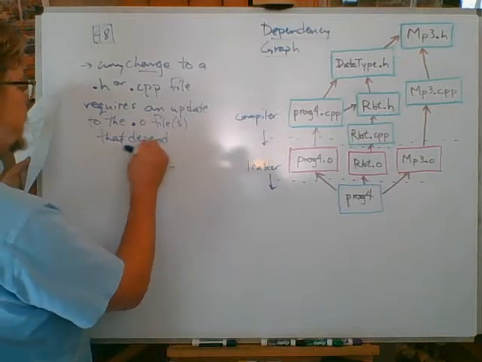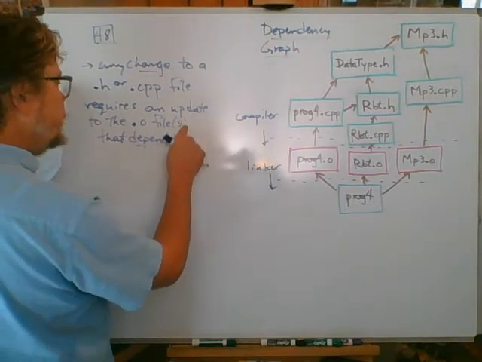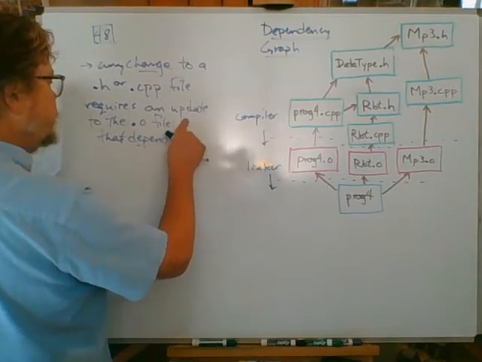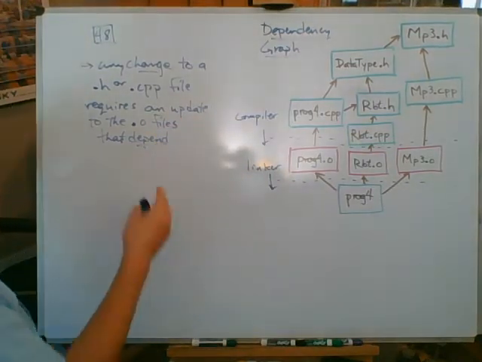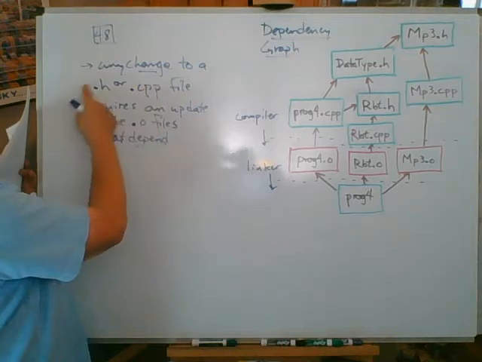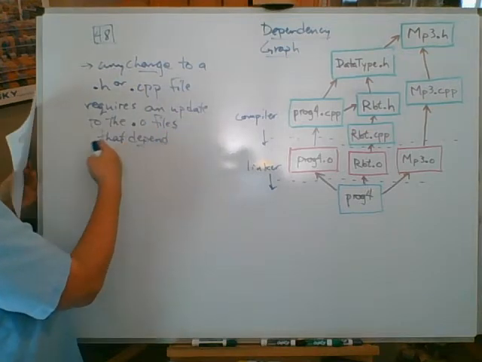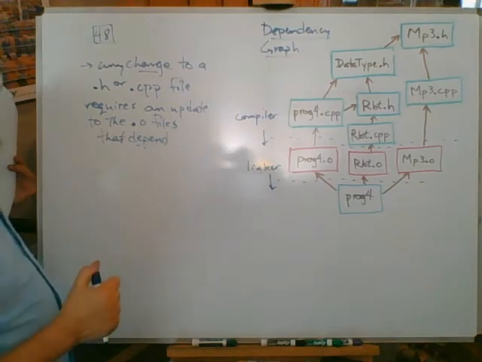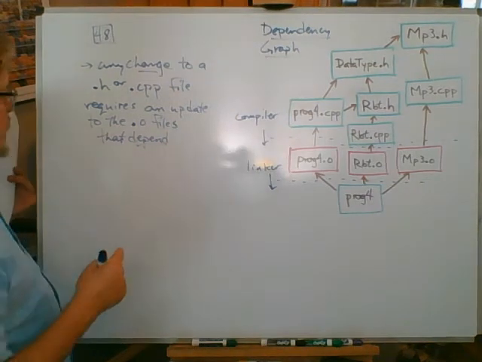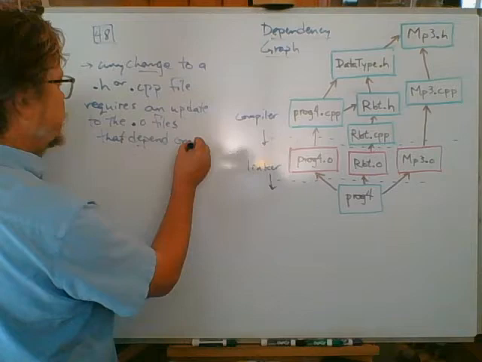Well, if I'm going to make that a plural verb, I need to get rid of the parentheses. Otherwise, it's not grammatically correct. It could be just one, but if there are several, if I change a .h or a .cpp file, then I have to update all the .o files that indirectly or directly depend on that in my dependency graph.